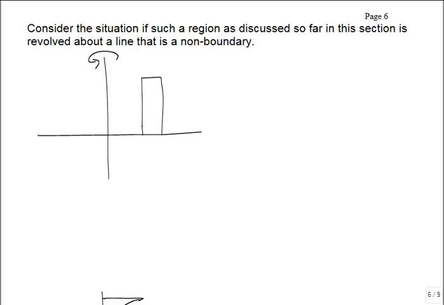What we're going to look at next is a variation of that method. So if you look at this next example, suppose that I take a little rectangle like this and I rotate it around a line that is not one of the boundaries of this.